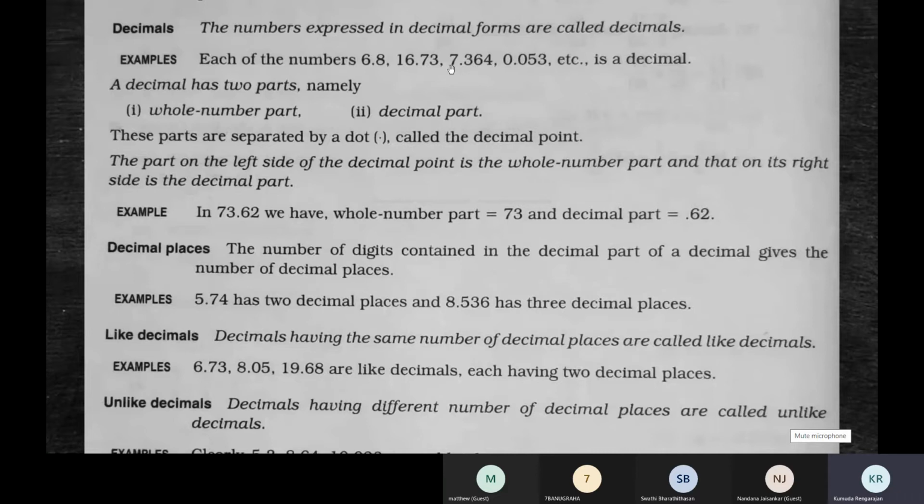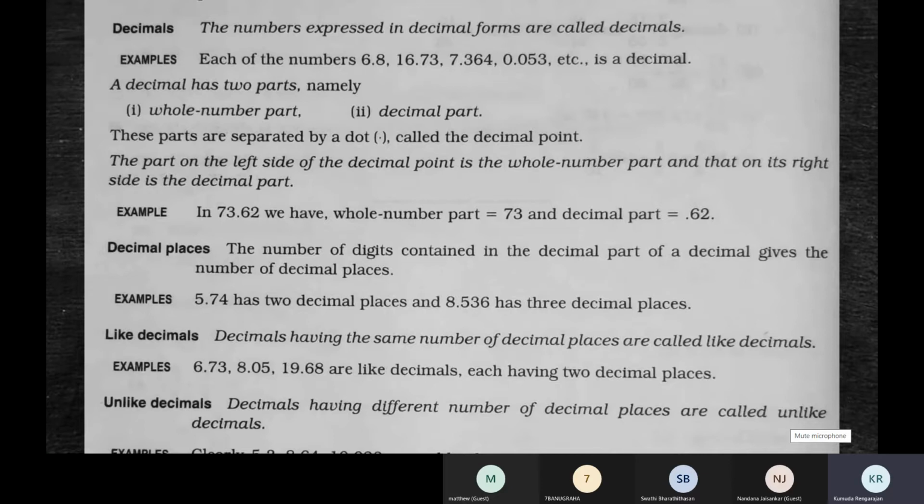So here 7 is the whole number part and 364 forms the decimal part. What you see before the decimal point forms the whole number part. What you see after the decimal point forms the decimal part. So what is a decimal? A decimal is a number that is expressed in decimal form.